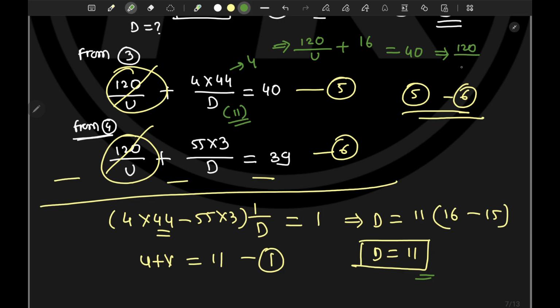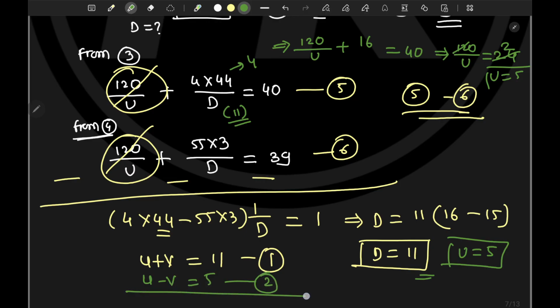So I'll just rewrite 120 divided by u is equal to 40 minus 16. So it will be 24. And hence now 12 2s are 24, and hence u is equal to 5, right? The upstream speed is 5. Now can I write u minus v is equal to 5? This is equation number 2. Now what we have to find out is the value of u.